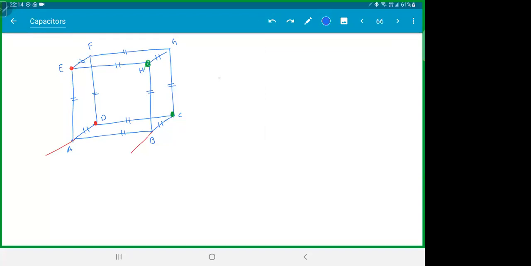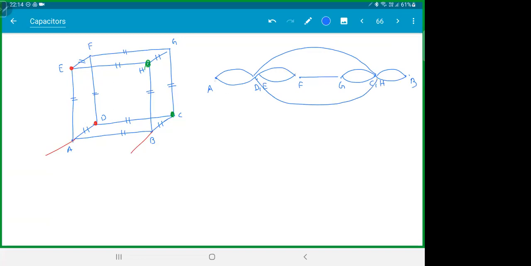So now put the terminals there. So this is A, then D and E are same, then you have F, then you have G, then you have C and H, and then you have B. 6 different points you have. Between A to D and D to E, there are 2 capacitors, 2 capacitors, 1 capacitor, 2 capacitors, 2 capacitors, 1 capacitor, 1 capacitor, and 1 capacitor. That's the circuit. Total should be 12 capacitors.